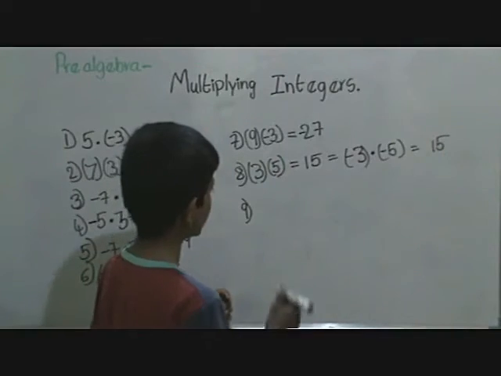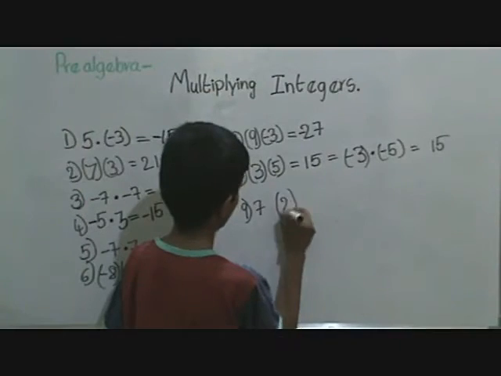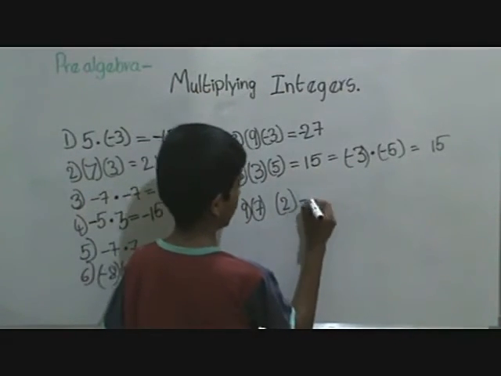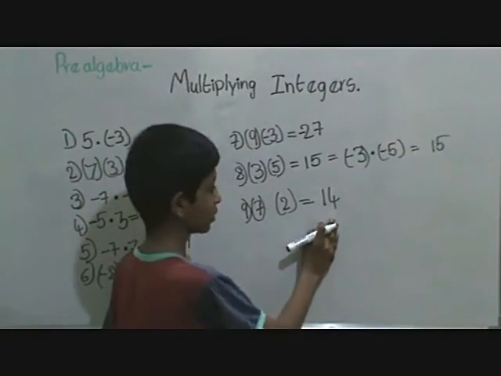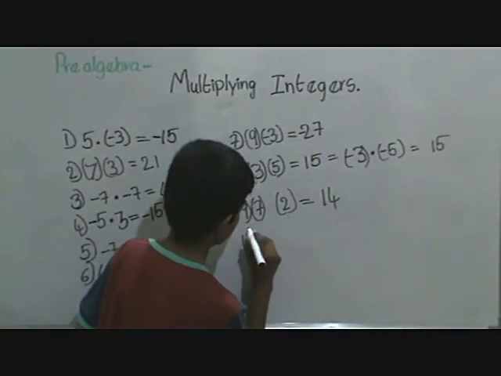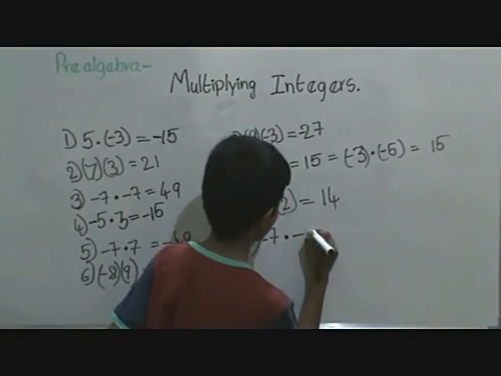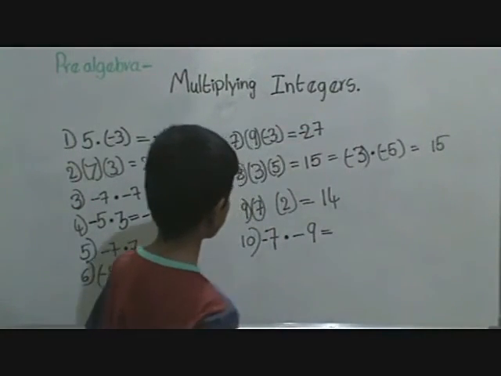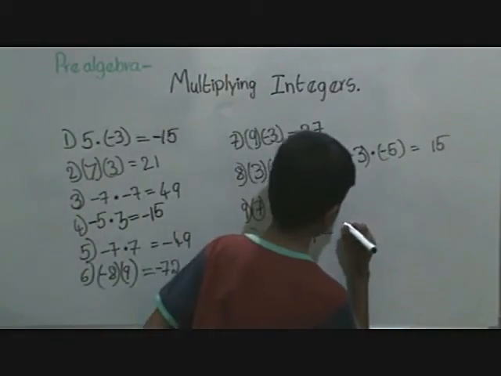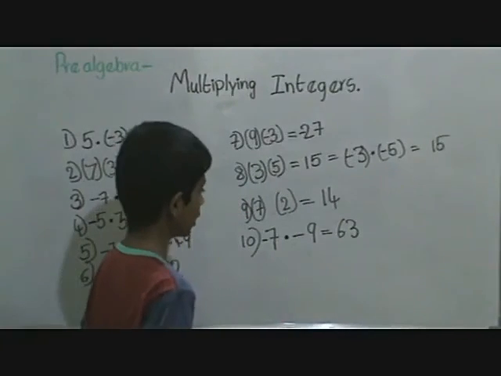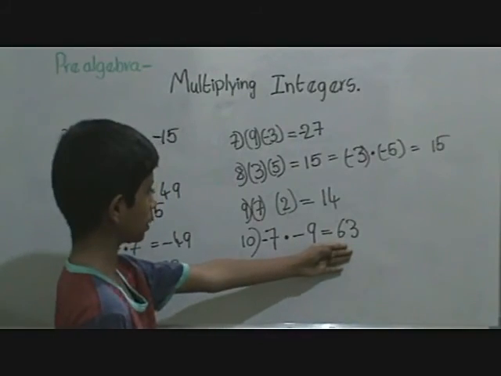Problem 9, let us say 7 times 2. That is equal to 14. Here the signs are the same. So the answer is positive. Now let us move on to the 10th problem. Negative 7 times negative 9 equals, if you take 7 times 9, that is 63. And here the signs are the same, negative and negative. So the answer will be positive, 63.